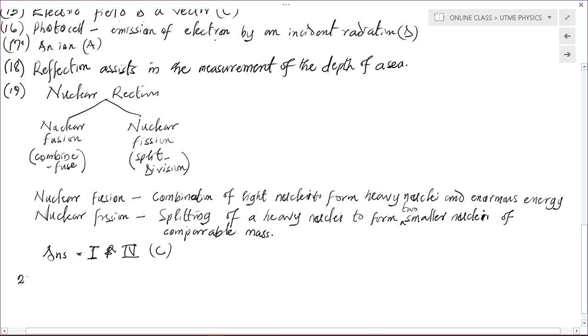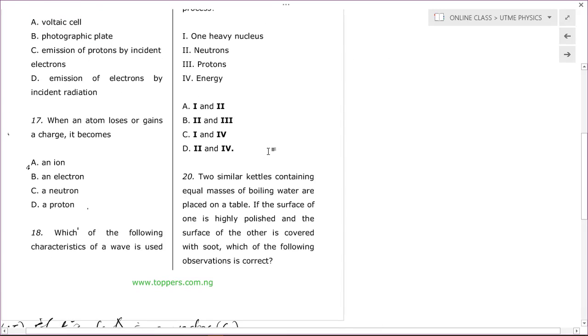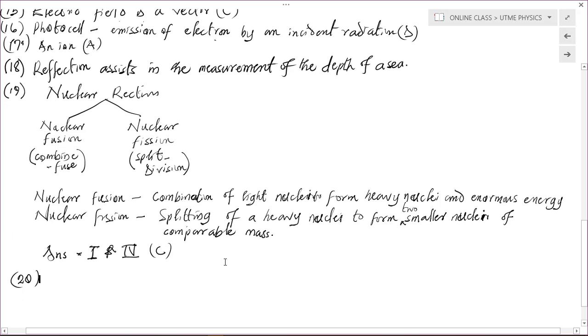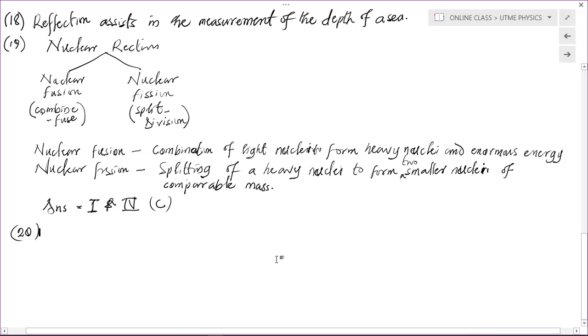The last question there, which is 20 for today, said two similar kettles containing equal masses of boiling water are placed on a table. If the surface of one is highly polished, while the surface of the other is covered with soot, which of the following observation is correct? Now, usually when you see things like this, we're talking about radiation in this case.